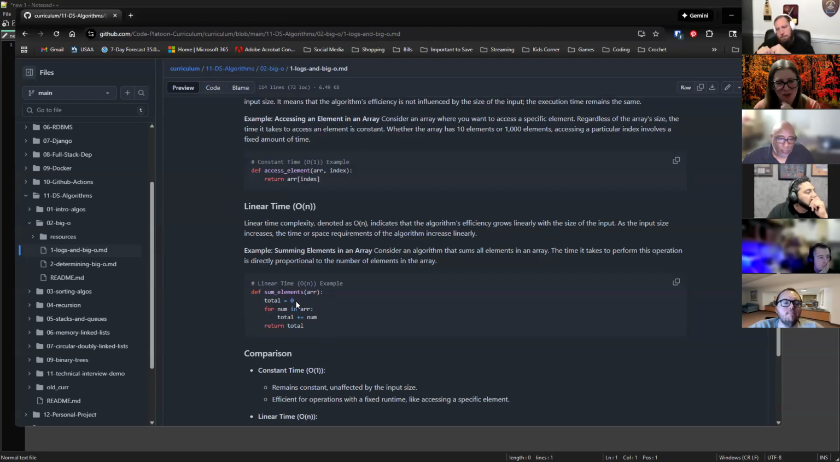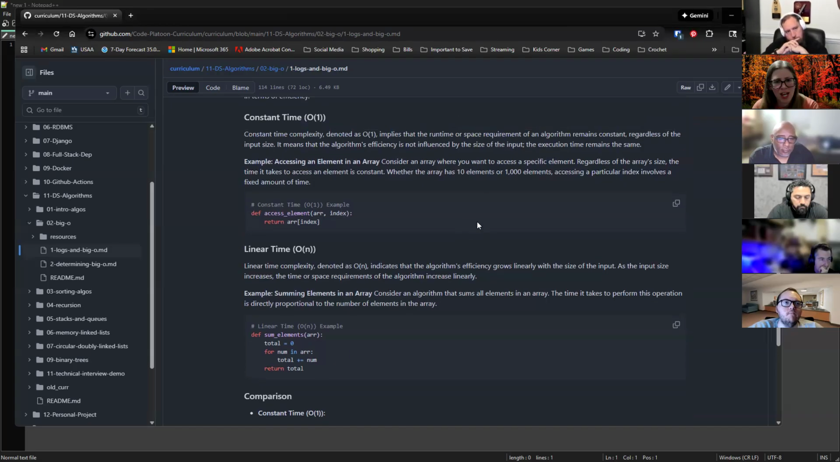We start with a total equals 0, and then here we're iterating through each number in this array. We're going to just simply add that number to this running total. And then we're going to return that total at the end. So with this, if we think about it, if we're passing in an array with one element, it's going to come in here and it's going to run through this for loop once, right? It's going to run through it once and just add that to this total and then done.